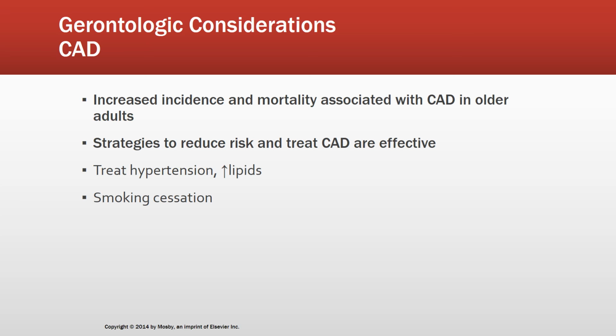And another thing with our older population is that they have other comorbidities. They have other risk factors that they've been doing for a long time, so tobacco use or risk factors such as inactivity. Strategies to reduce CAD risk and to treat CAD are effective in this age group. Aggressive treatment of hypertension and hyperlipidemia will sometimes stabilize some of these plaques in older adults, but they need to stop smoking. And if they do this, it actually helps decrease the risk of CAD at any age.